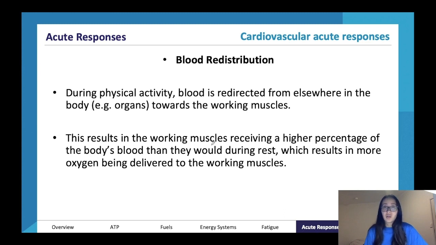Therefore, we've got less production of those metabolic fatigue byproducts, such as hydrogen ions, which are associated with lactic acid, which is produced as a result of anaerobic glycolysis. Consequently, you've got increased reliance on the aerobic system and therefore less production of those fatiguing byproducts. Therefore, more effective running. So that's why we want the aerobic system being the predominant supplier of energy. So that blood is redirected from elsewhere in the body because your stomach doesn't need that oxygen right now, but your muscles do. And so your working muscles receive a higher percentage of the body's blood than they would during rest.